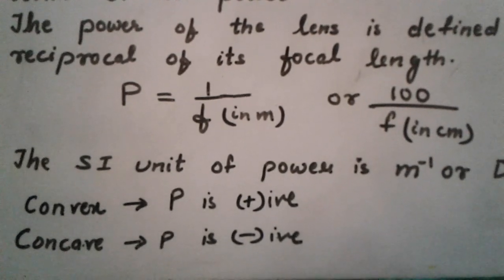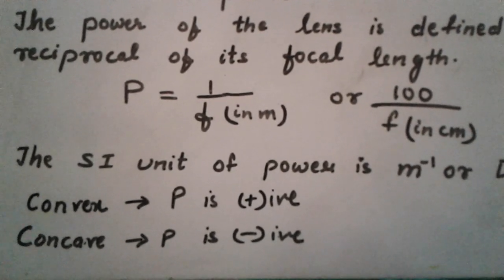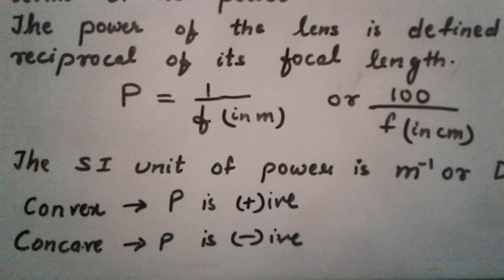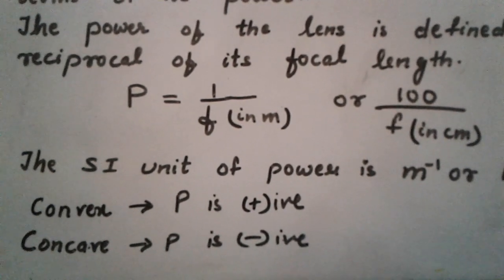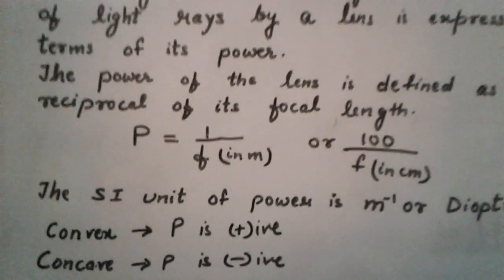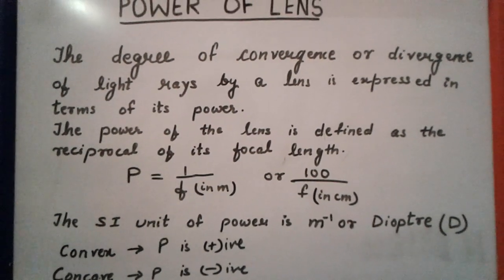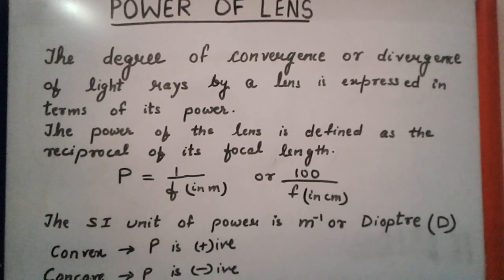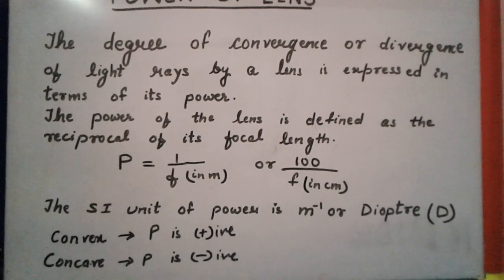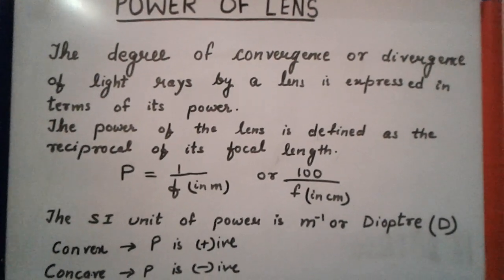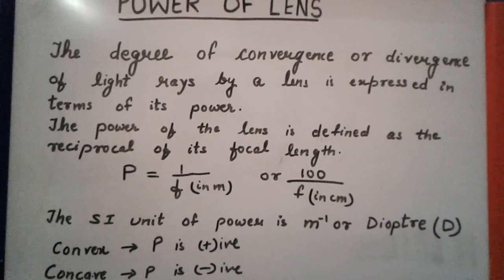These things need to be noted children: the power of a convex lens is positive and the power of a concave lens is negative. So with this we finish the definition of power of a lens and the formula for power of a lens. Now we will do one numerical based on it.